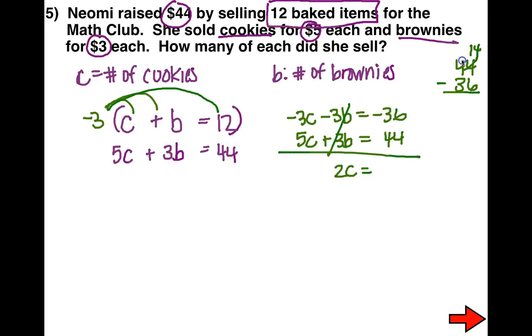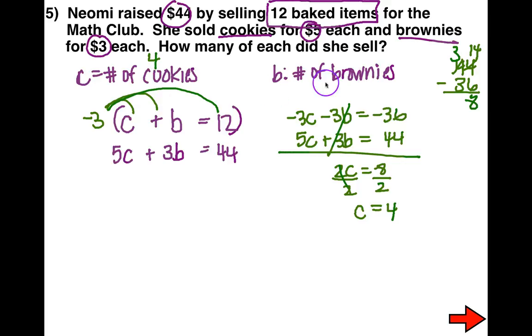So let's go ahead and borrow. It's going to be 8. So simply divide both sides by 2, leaving me with c equals 4. So what is c? That means the number of cookies. So I can say that there's 4 cookies.